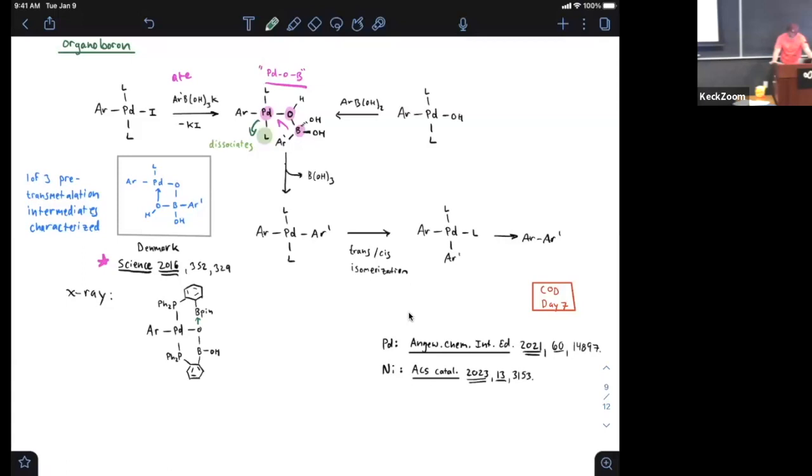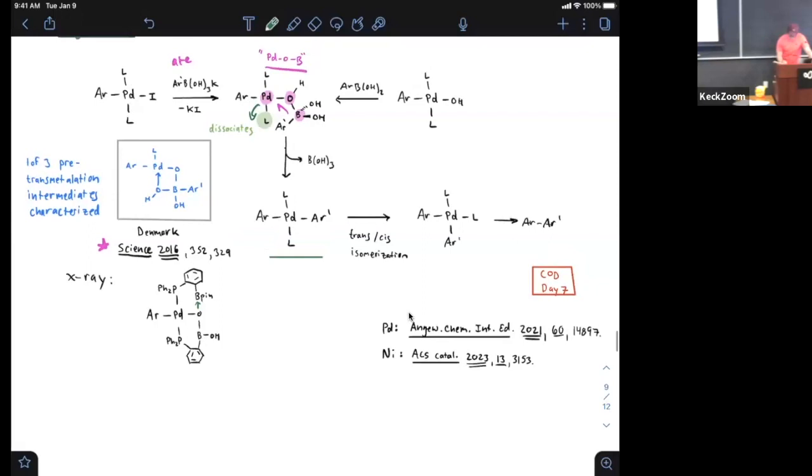From here, now we're off to the races in a classical CC couple. And they were able to, as I said, isolate 3 intermediates of this general flavor, all containing this key PDOB bond, one of which is shown here. And the differences among them have to do with the nuclearity and speciation.